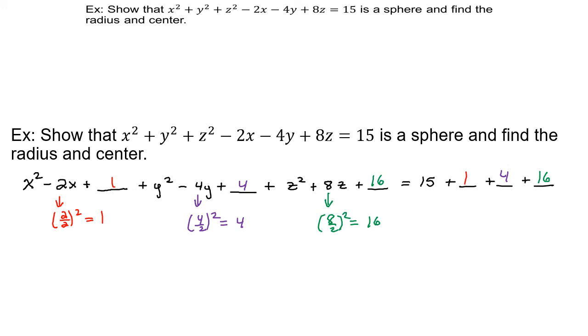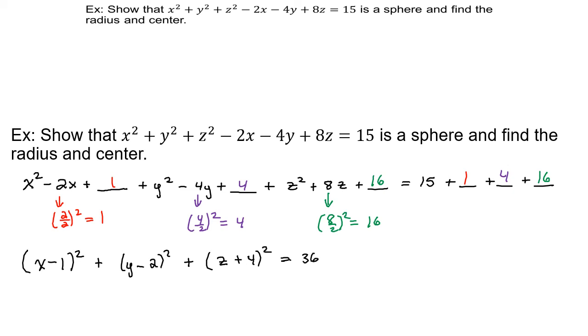And what that does is now my first 3 terms factor, my second 3 terms factor, and my third 3 terms factor. So this first part, x squared minus 2x plus 1, that is x minus 1 squared. y squared minus 4y plus 4 is y minus 2 squared. And z squared plus 8z plus 16 is z plus 4 squared. The right-hand side, you just have to add all the numbers up. 15 and 1 is 16, and 16 is 32, and 4 more make 36.